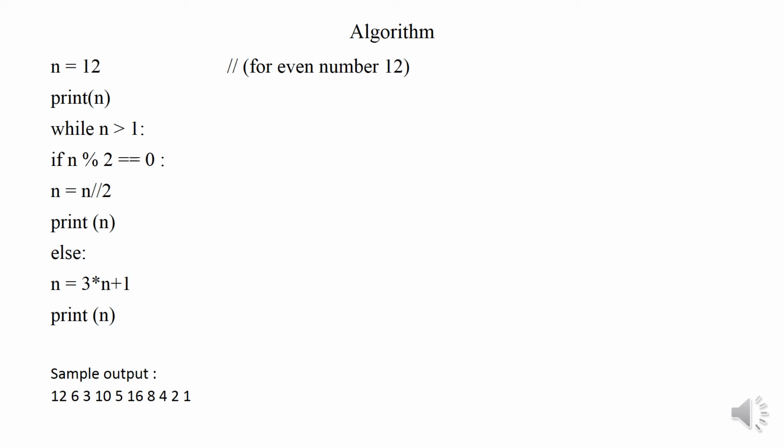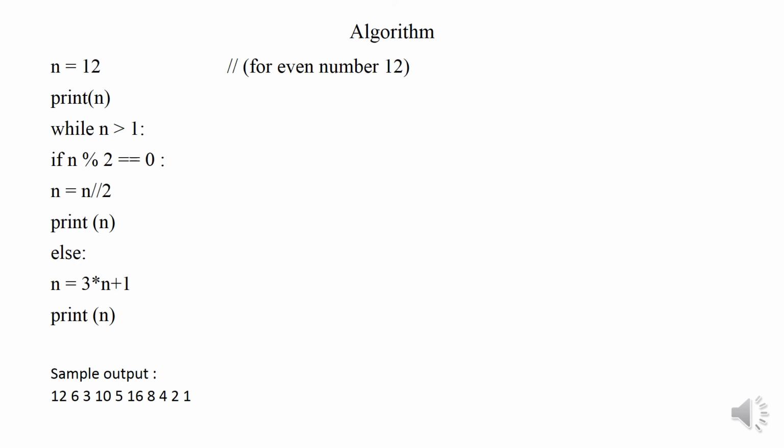But friends, the 3 is an odd number. So here we have to check again. 3 is greater than 1? Yes. If n mod 2 is equal to 0? No, because 3 provides the remainder. So at that time we go to the else control statement. So 3 into n, that is 3 into 3 plus 1, 9 plus 1, 10. So we get here 10, print it.